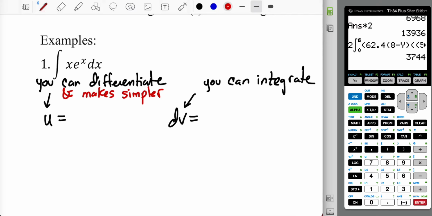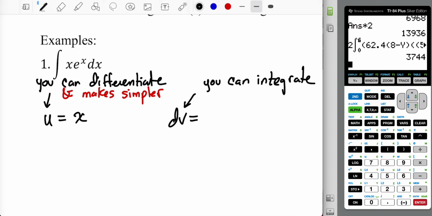So you might look at it and say, well, I have a choice between the x and the e to the x. Which one could I let be equal to u? Well, I could let the x be equal to u. I could let e to the x be equal to u. I can differentiate them both, but which one will make things simpler? I think the x. So I'm going to let that be x.